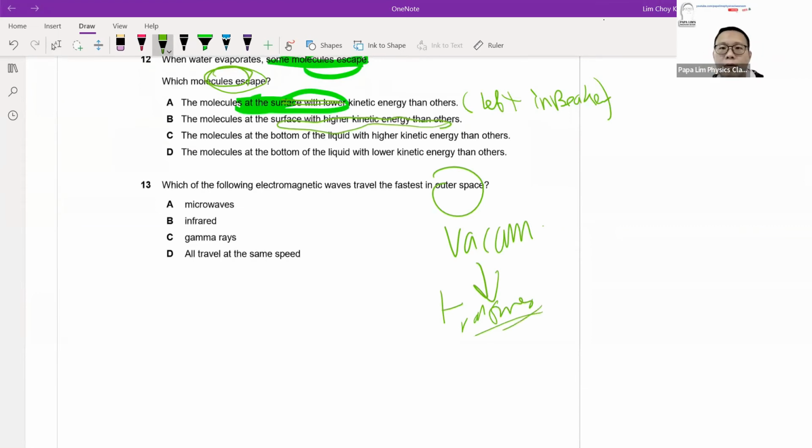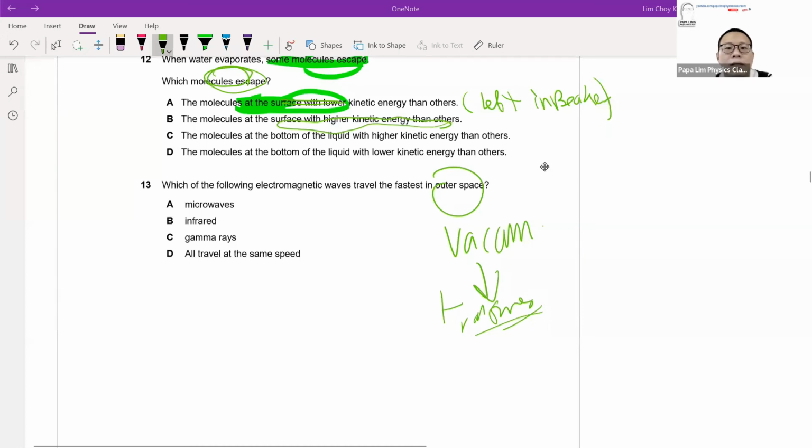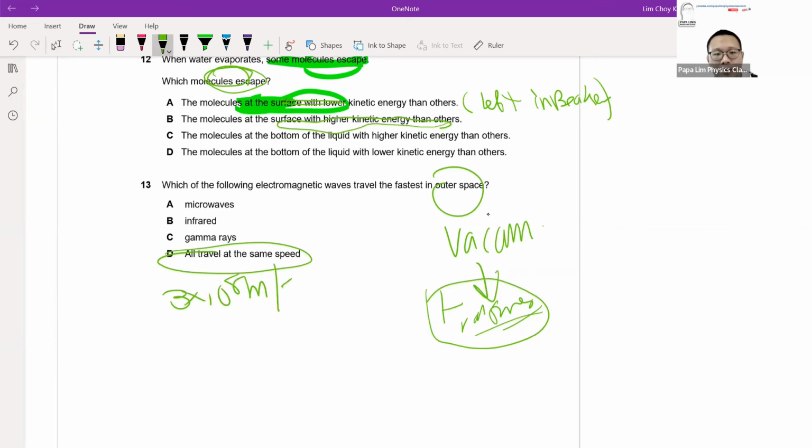Okay, so this is where we end. The moment you know it is outer space, you will know that it's vacuum. So you know it's talking about transverse waves, which cover gamma, infrared, ultraviolet, visible light, etc. One property of EM waves or transverse waves is that when they travel in vacuum, the speed remains the same, which is 3 times 10 to the power 8 meters per second in vacuum. So take note of the properties of the EM waves.